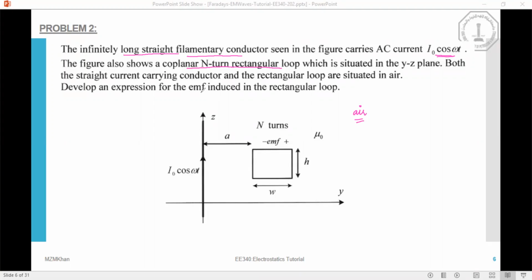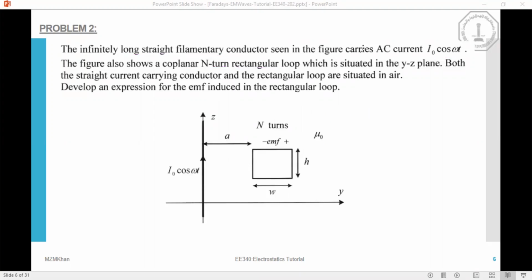Develop an expression for the EMF induced in the rectangular loop. So here we need to find the EMF induced, and also see the terminals, the polarities are given to us. The width is W and the height is H, and this is mu naught and epsilon naught because it is air. And this is the distance A.